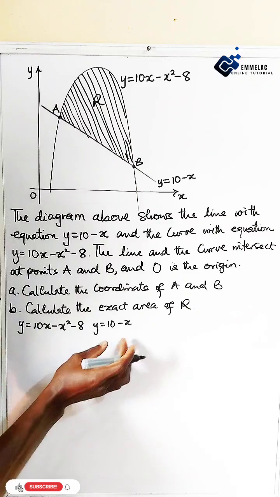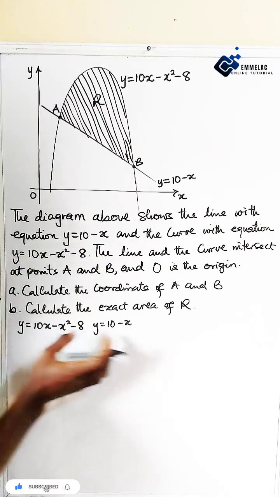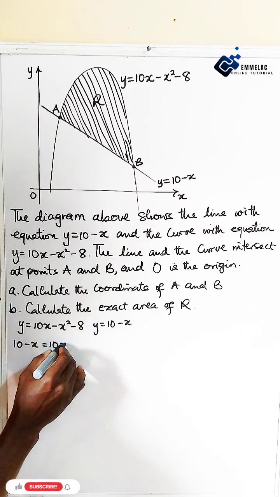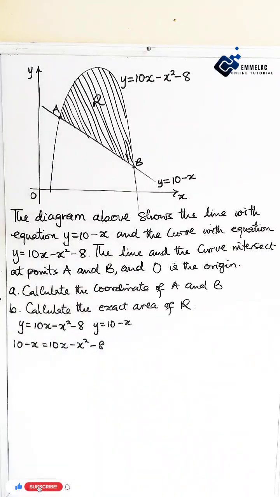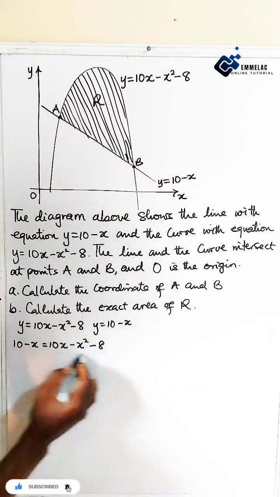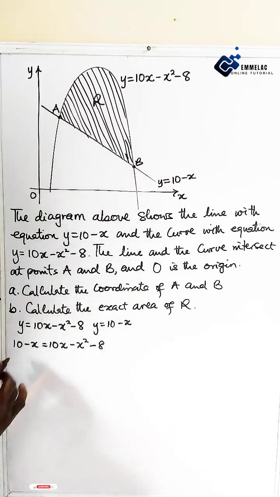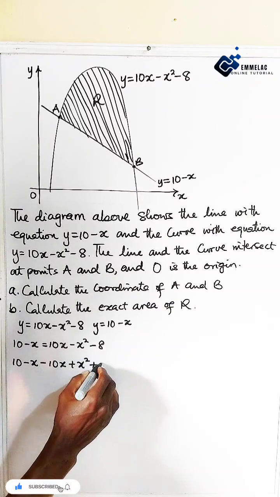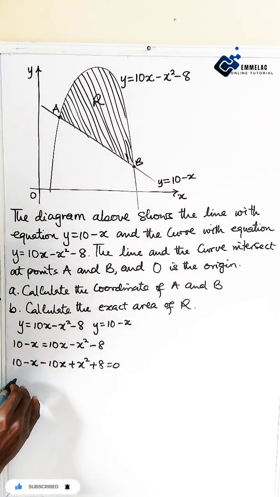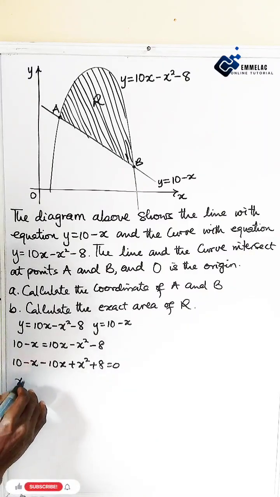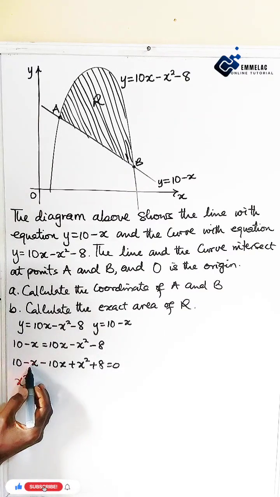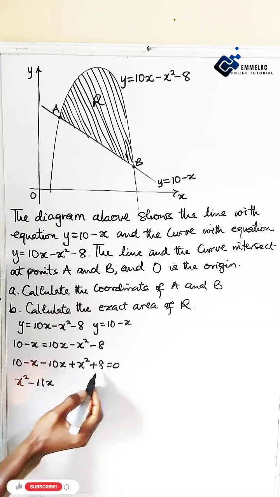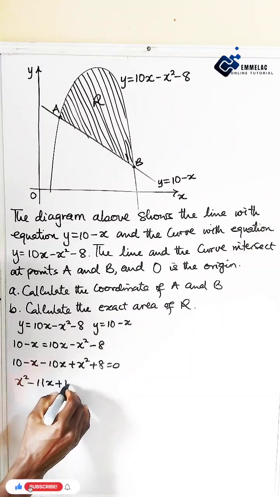So we plug this y into this equation here, or we could plug in whichever way, but I'll make use of this one. Here we can say 10 minus x equals 10x minus x squared minus 8. Now let us bring the whole of the right hand side to the left hand side. So we have 10 minus x minus 10x, plus x squared plus 8 equals 0. Rearranging and collecting like terms, we have x squared, then minus x minus 10x gives minus 11x, then 10 plus 8 gives 18, all equals 0.